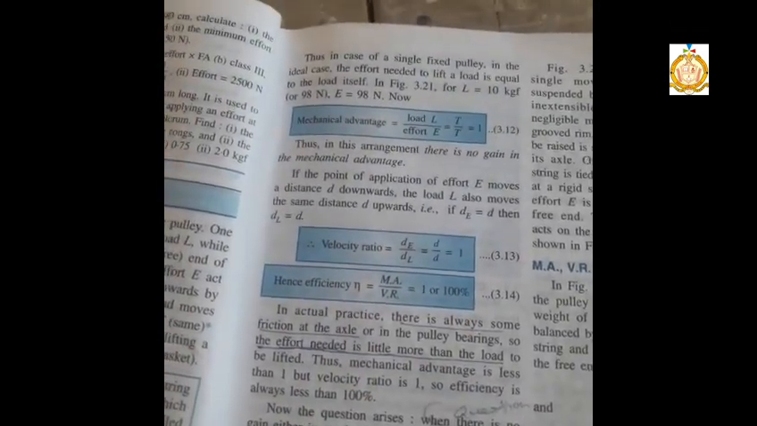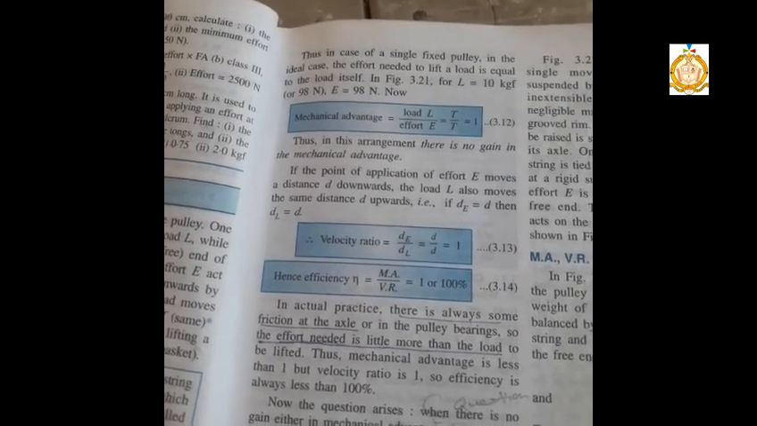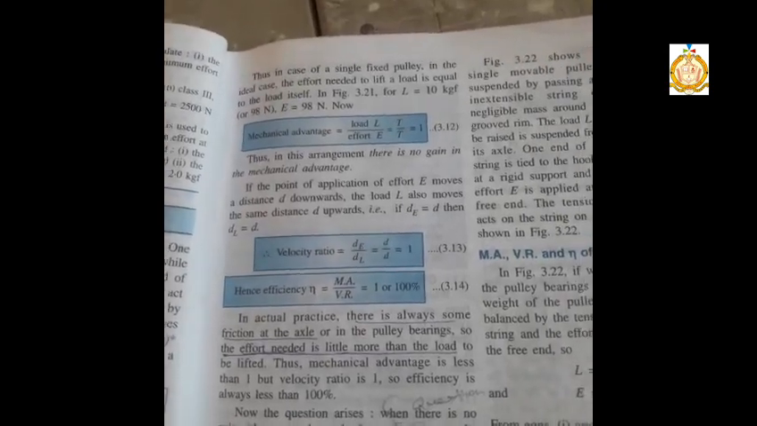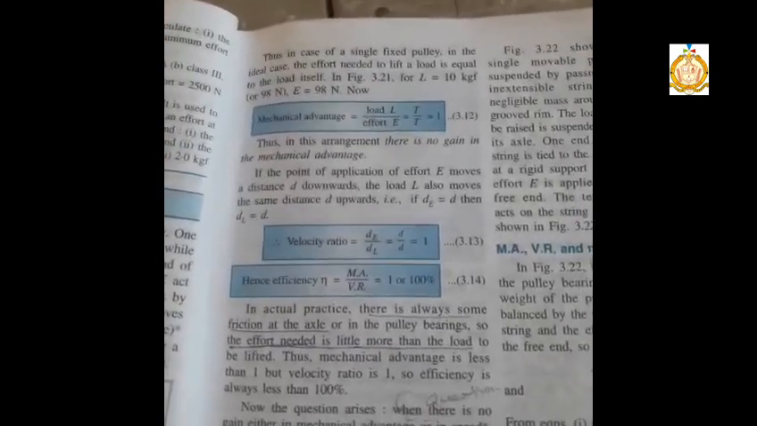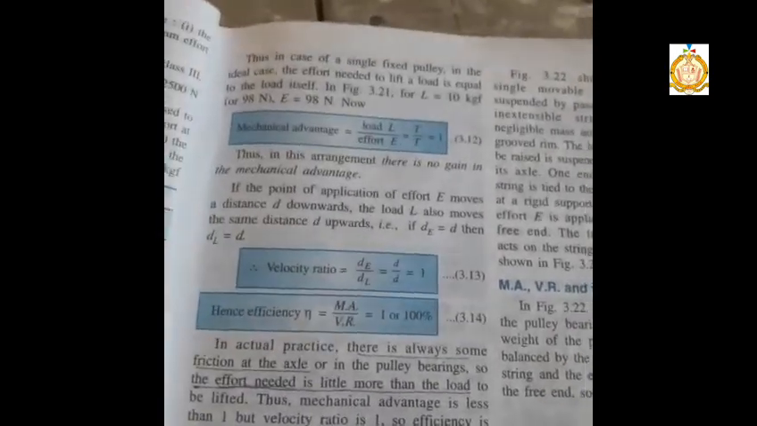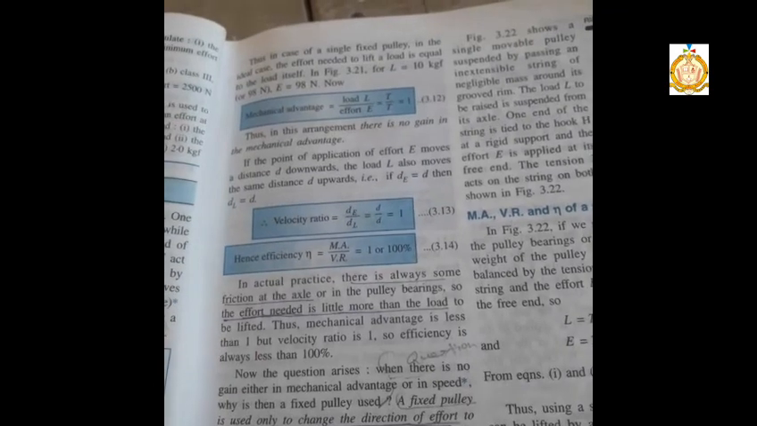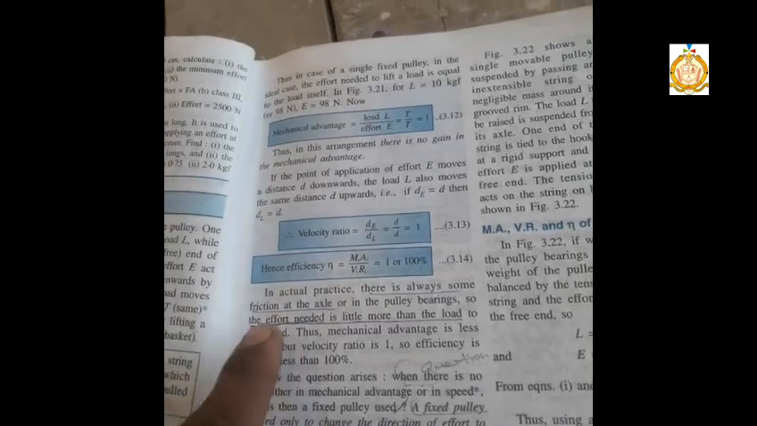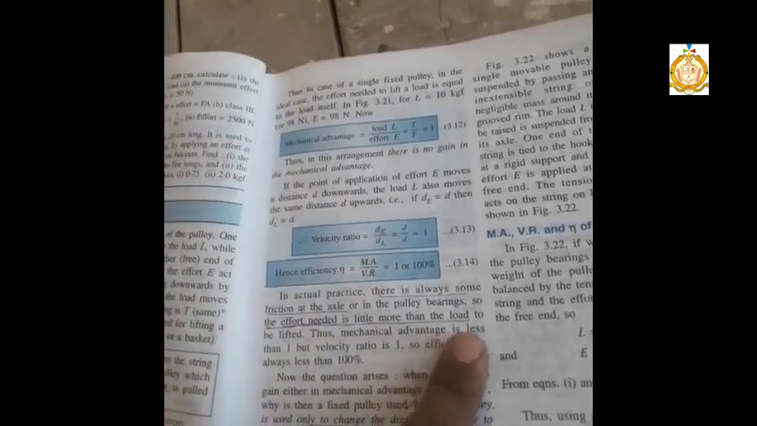So they can ask the question, give an example of a machine which has a 100% efficiency. No other machine is there. Only a single fixed pulley is the machine which has a 100% efficiency, because how much load you are applying, that much effort, how much effort you are applying, that much load will come out. So there is always some friction in the axis, and effort needed is little more than the load.